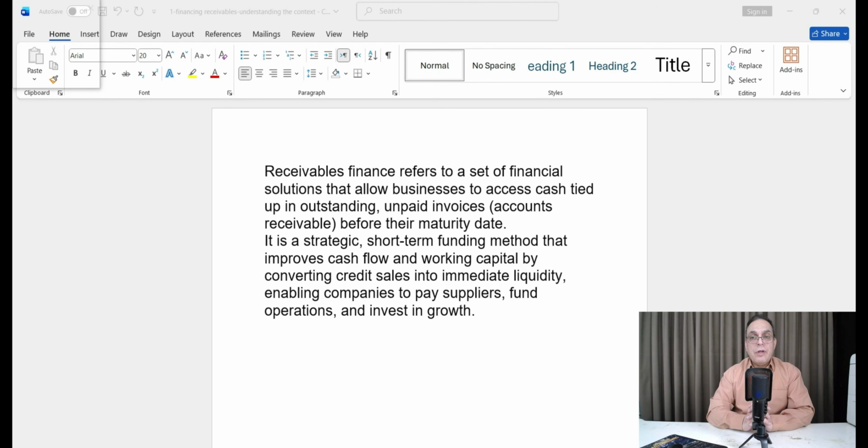Receivable finance refers to a set of financial solutions that allow businesses to access cash tied up in outstanding, unpaid invoices, accounts receivables, before their maturity date. It is a strategic short-term funding method that improves cash flow and working capital by converting credit sales into immediate liquidity, enabling companies to pay suppliers, fund operations, and invest in growth.